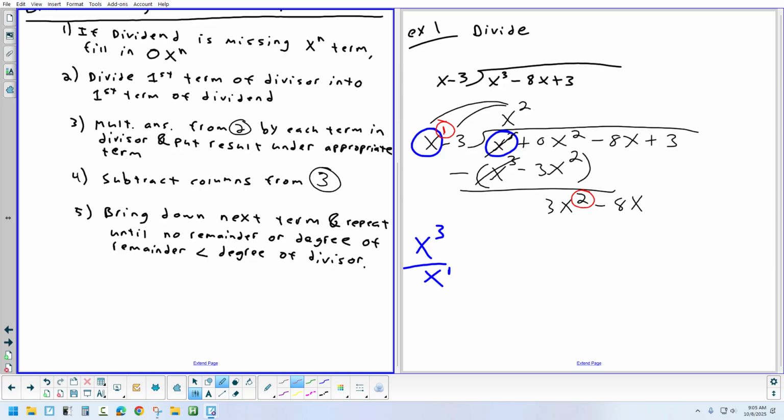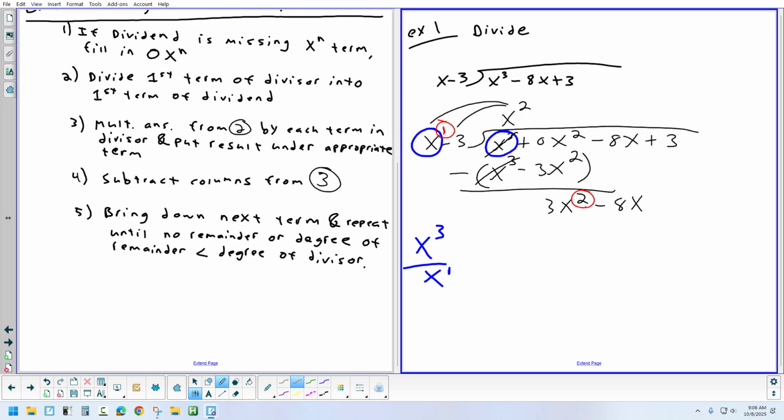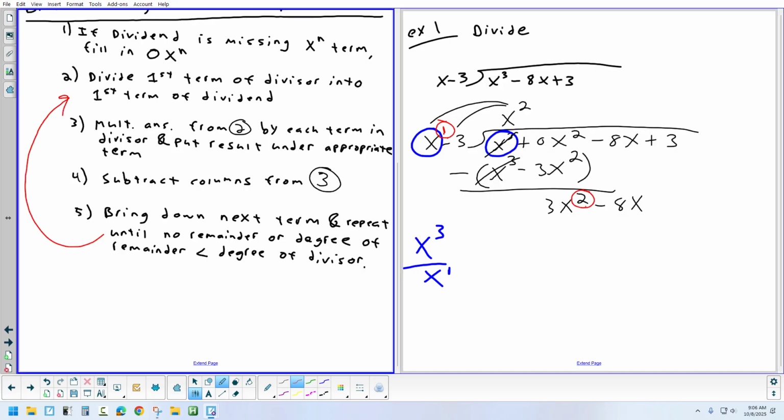Okay, in this case, everything has not canceled out. I still have stuff left here. And that number is still bigger than that number. So do the process again. Right, so now you go back to step 2. And that's the cycle that keeps repeating.